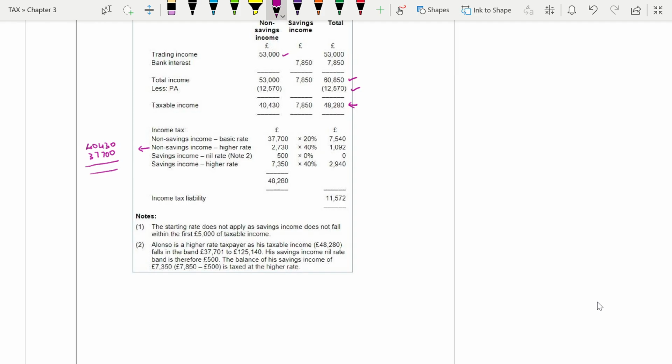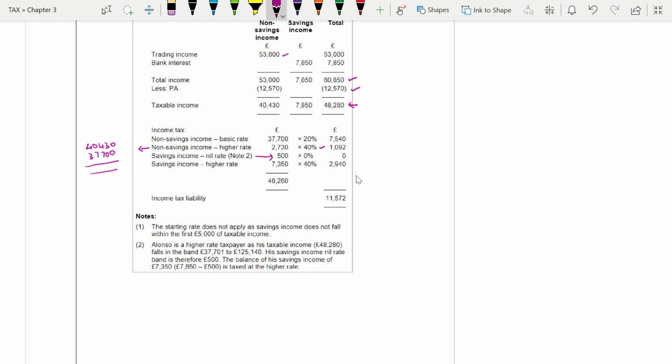2,730 at a higher rate. Savings income, because it's exceeding. Go to the conditions. Go to the country. It's exceeding, so he is in the higher tax rate. That is the reason. He is getting a benefit of 500.